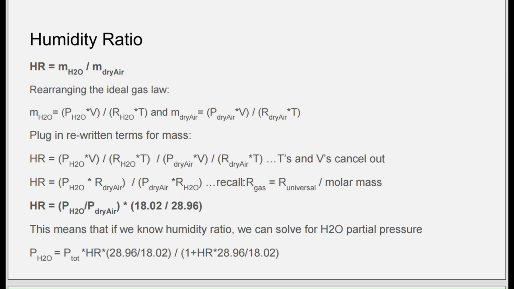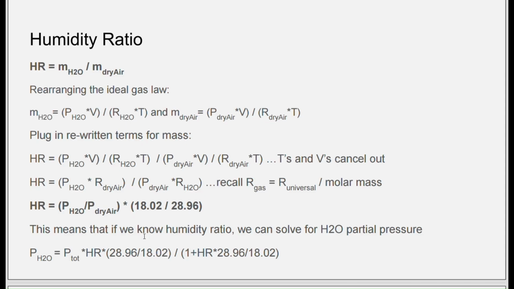And now remember that your specific gas constant is equal to the universal gas constant divided by molar mass. So if we make that substitution in here, we can cancel out the universal gas constant and be left with the molar mass ratio. So the final thing you're left with is that humidity ratio is equal to partial pressure of water vapor divided by partial pressure of dry air, times molar mass of water vapor divided by molar mass of dry air. And if you're looking at the functions and you ever see something like 0.602, that's simply what this ratio is.